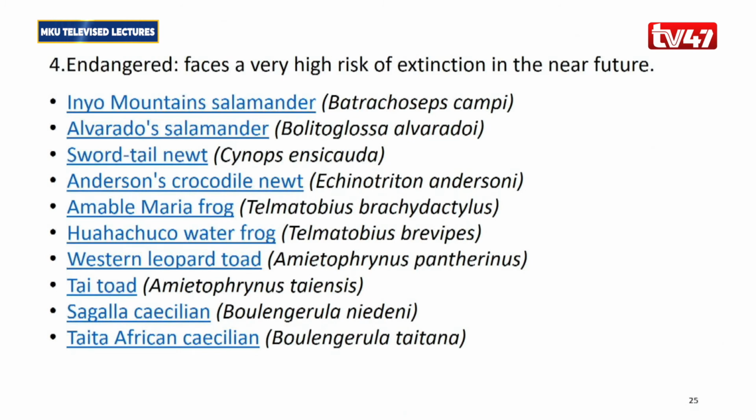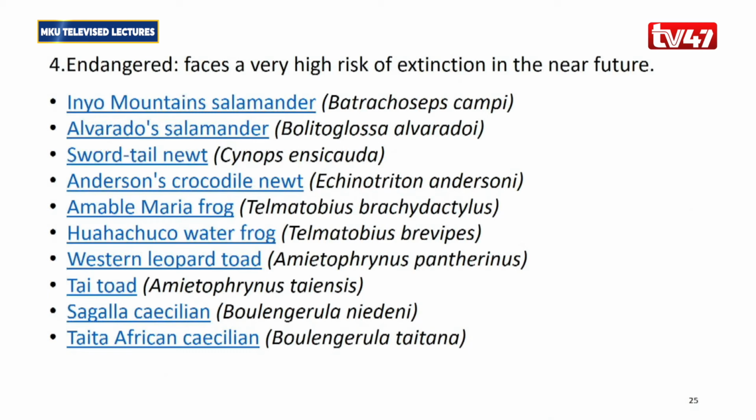Then you have the endangered category. This one faces a high risk of extinction in the near future, according to IUCN. Examples include the Inyo Mountains salamander and the Alvarado salamander. These are under the order Apoda. Then we have the swordtail newt and the Anderson's crocodile newt under the order Caudata. Then you have the Amable Maria frog, the Hanchuko water frog, the western leopard toad, the Tai toad, and the Sagana Sicilian. I know this one is found in Kenya. These are under the endangered category.